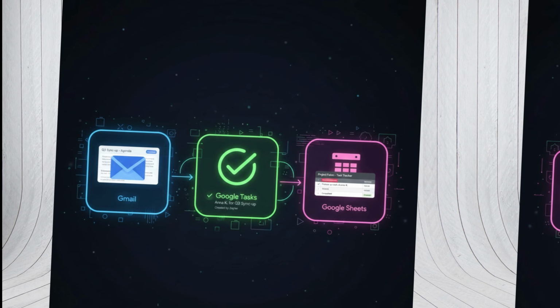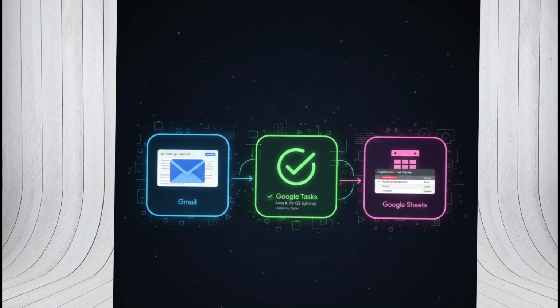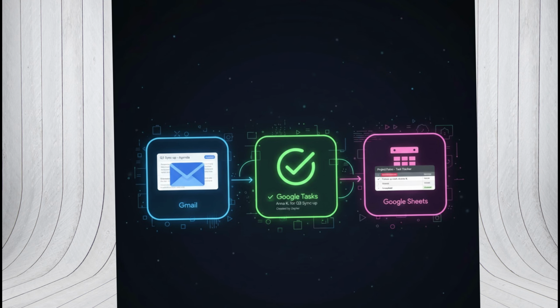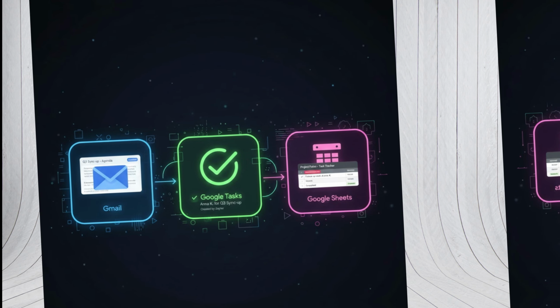And that is it. 3 Gmail automations to organize your inbox efficiently, automatically create follow-up tasks, and log emails into a spreadsheet for tracking. Now your workflow is fully automated and much more productive.